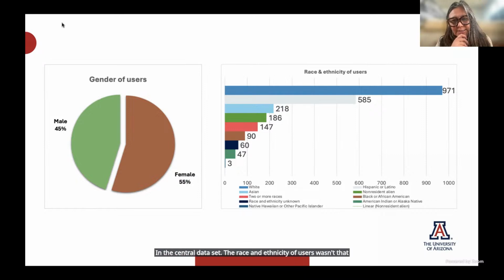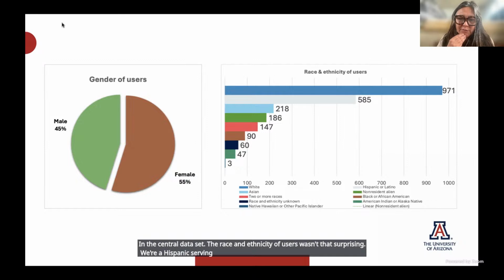The race and ethnicity of users wasn't that surprising. We're a Hispanic serving institution. We do a lot of work with our cultural centers, encouraging them to come into our spaces. We also go do outreach to all of our cultural centers as well.